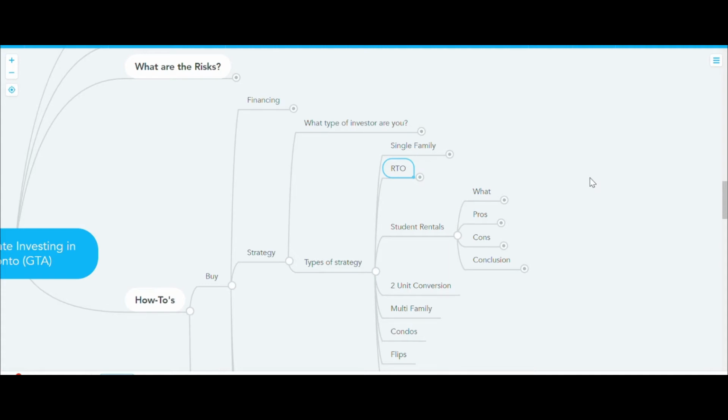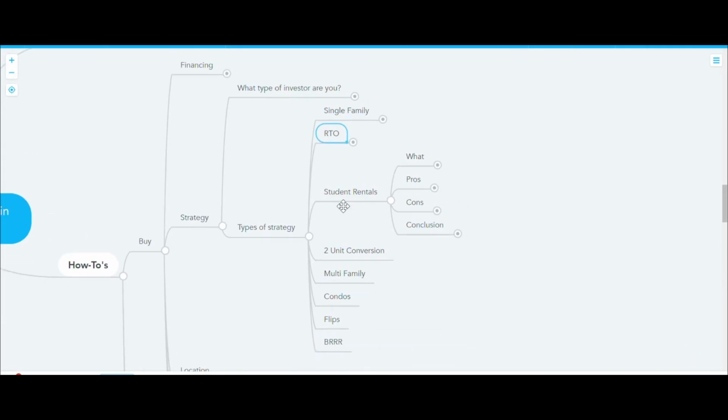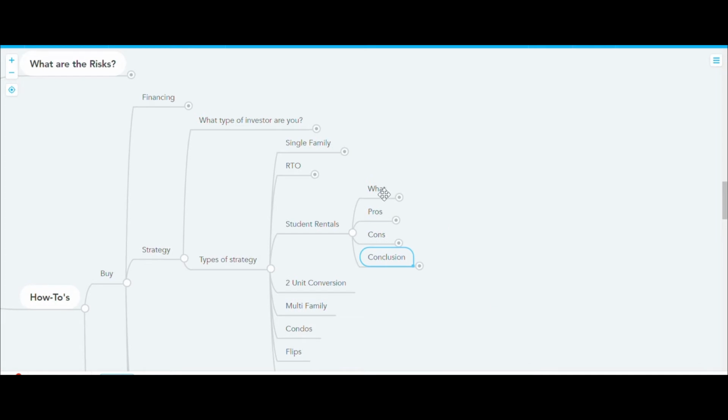You're helping out a tenant who has good income, but for some reason is not able to get into home ownership, through a very strategic plan. And you're working that out with a mortgage broker. So it's a great strategy. This week, we're going to discuss student rentals: what they are, what the pros and cons are, and I'll give you my 2 cents on the conclusion.